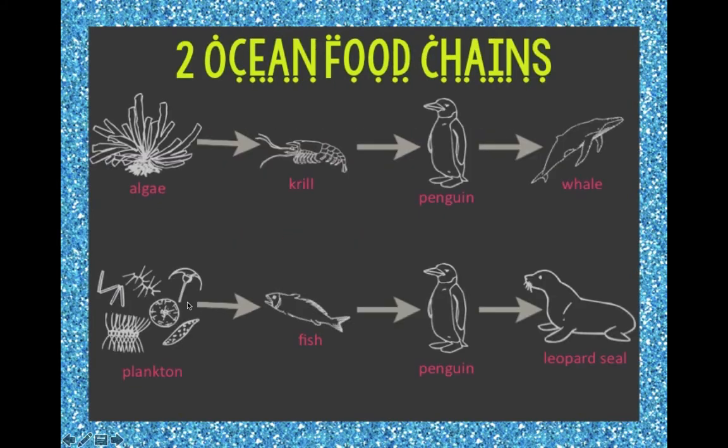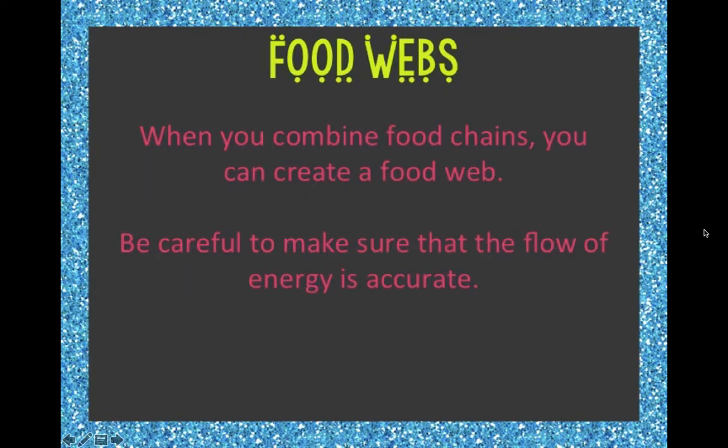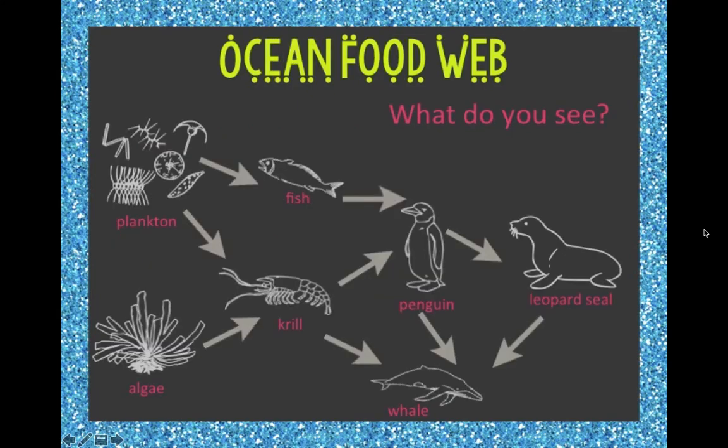So animals can be both. All right. So I want you to think about what connections you see here, because we're going to connect these two in food webs here in just a minute. Food webs. When you combine food chains, you can create a food web. You have to be careful to make sure that the flow of energy is accurate. Now, take a look and see what you think of this, because this is taking those two food chains, and remember, a food chain is just a single flow of energy, but a food web has multiple flows of energy.